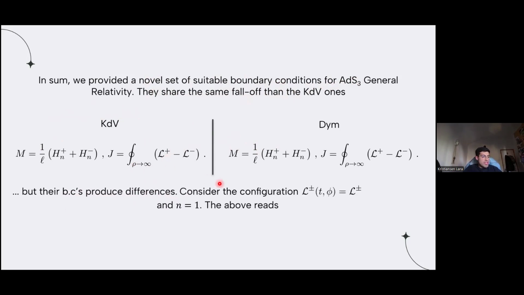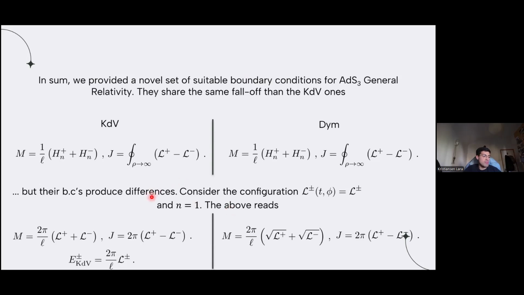So consider, for example, L equals a constant, the zero mode, and N equals 1. I'm going to show you here. You don't need to remember anything. If you plug in N equals 1, then the mass with KdV boundary conditions is linear in L, while with N equals 1 for Dim, the mass is a square root of L. So the physics is completely different. And also the energy is, of course, because the mass is basically the energy. The energy of KdV is proportional to L, and the energy of Dim is proportional to the square root of L.